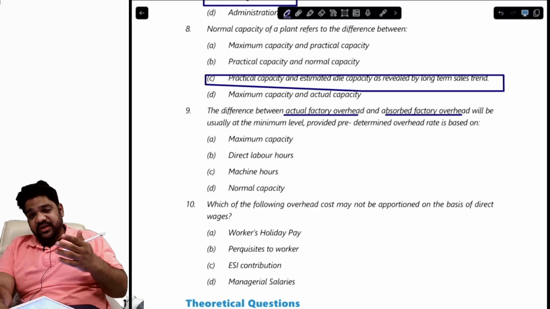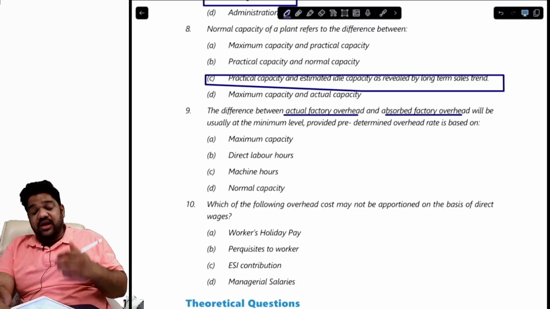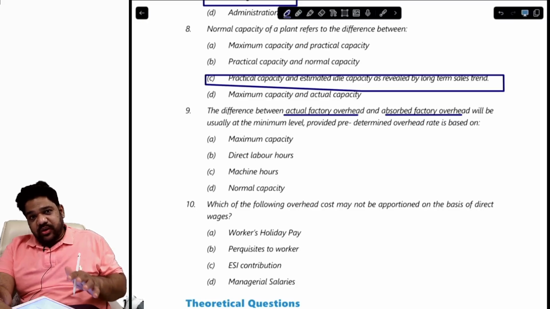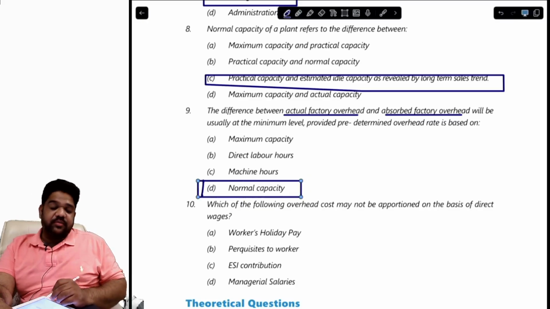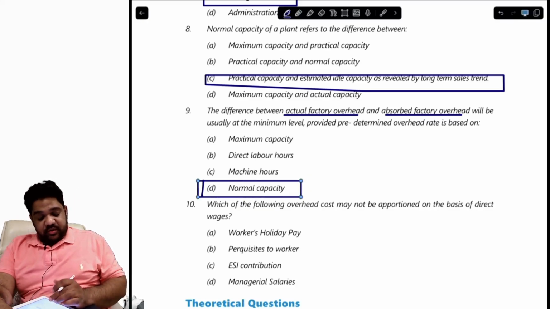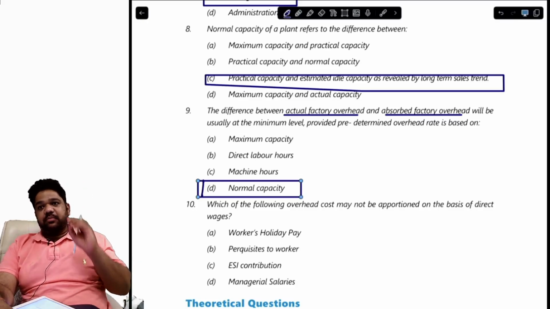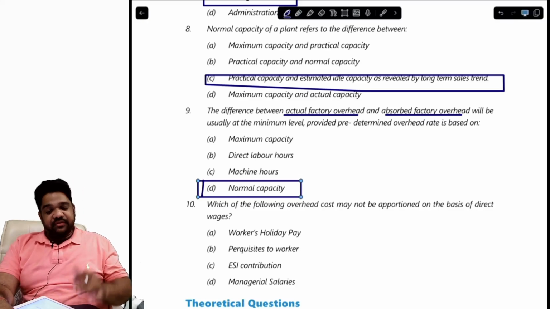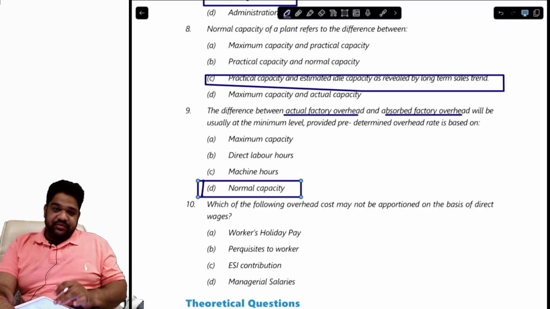Okay, absorbed minus actual, they're looking at under or over absorption. So they're asking rather, when will the under and over absorption be the least? Okay, when the predetermined rate is based on normal capacity. Okay, because that is the time when you are very, very realistically putting down your absorption rate. And when you put it realistically down, that is the time when you will be able to achieve it.